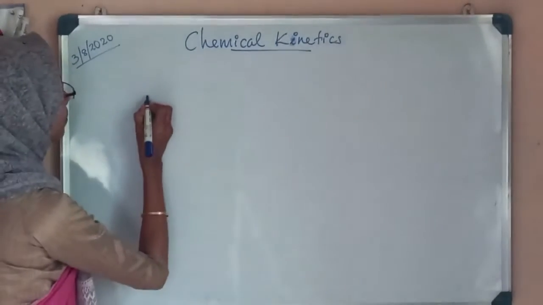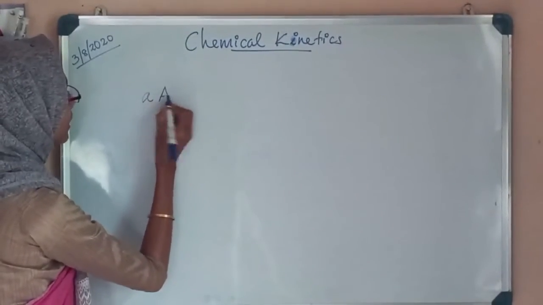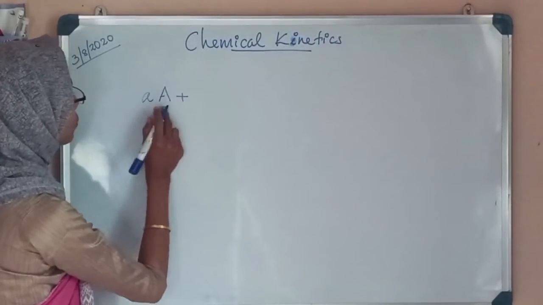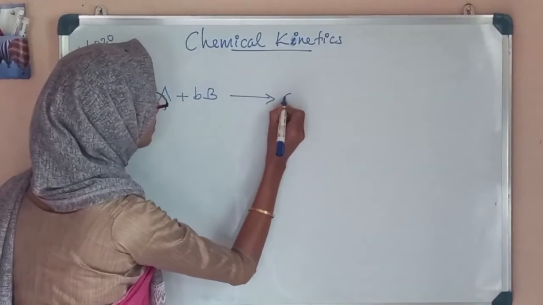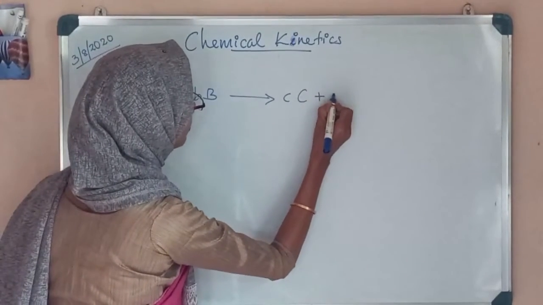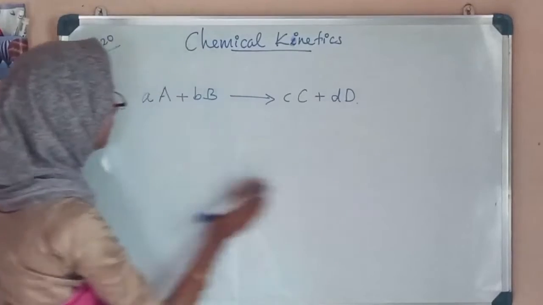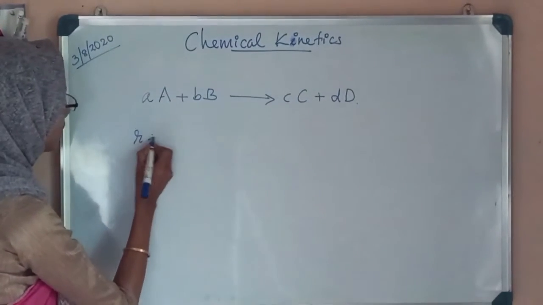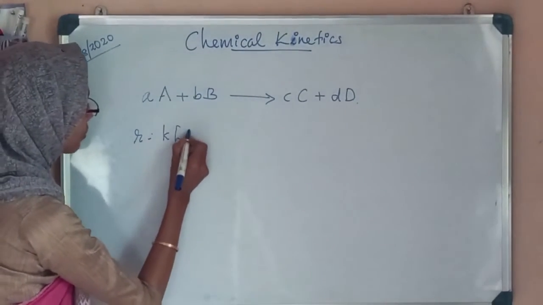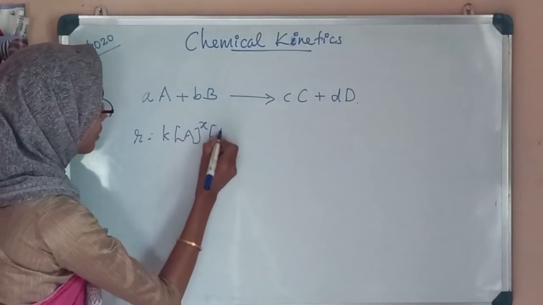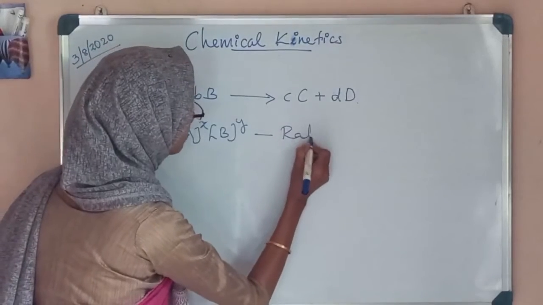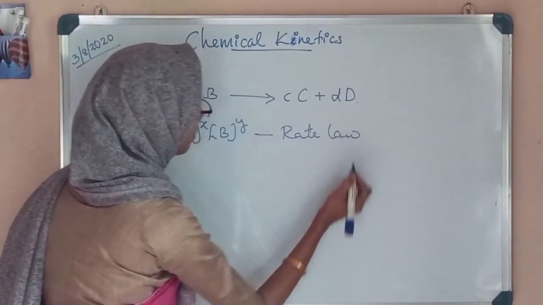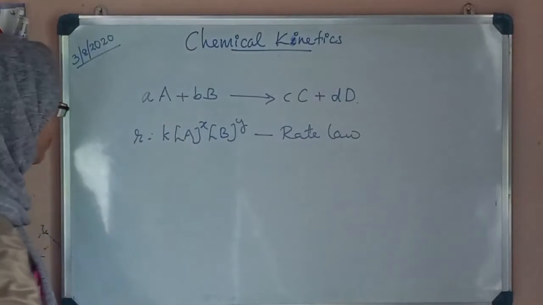Then take the same hypothetical reaction in which a moles of A react with b moles of B and give c moles of C and d moles of D. You know that the rate of the reaction is equal to K into concentration of A raised to x into concentration of B raised to y. This is known as the rate law or rate expression.